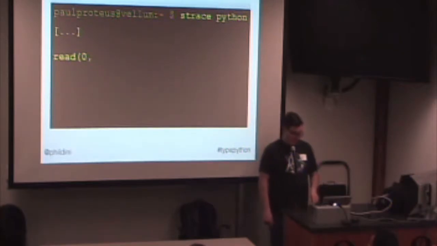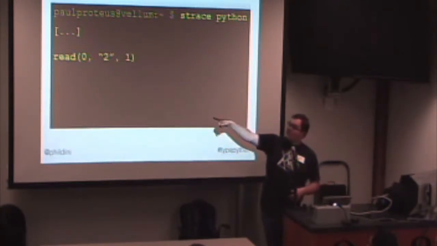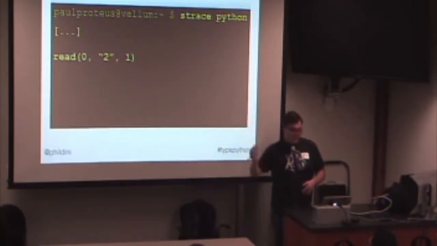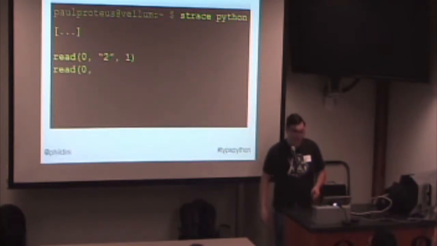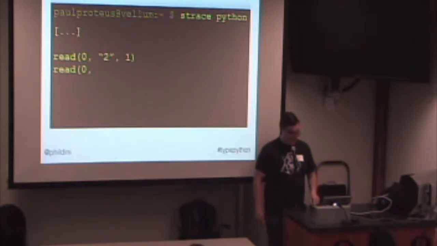So we give it that input, and the read system call completes on file descriptor 0 with the character 2, which is 1 byte long. That's what that 1 at the end means. And after that's done, Python goes, great, okay, I'm going to wait some more, because we haven't given it anything that to Python looks like a complete statement, so it's going to keep making read calls until it finds that complete statement.